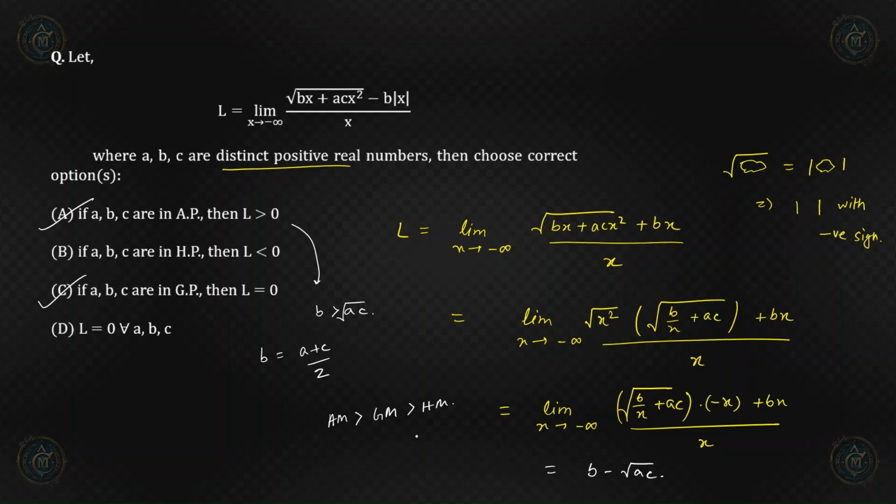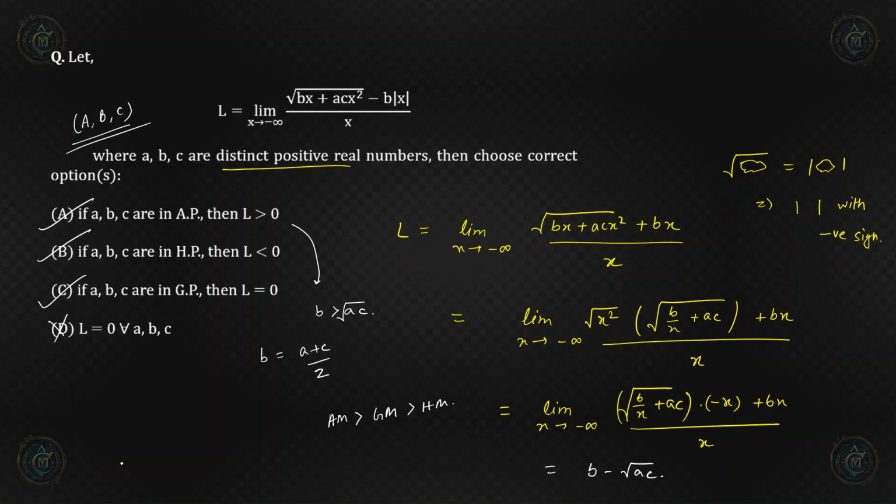By the same logic, if we consider the inequality HM is less than GM, in case of option B, HM is equal to b. So b is less than root ac, so b minus root ac will be less than 0. So option B will also be correct. And option D, L equal to 0 for all a, b, c, is clearly not correct. So what will be our correct options? A, B and C.